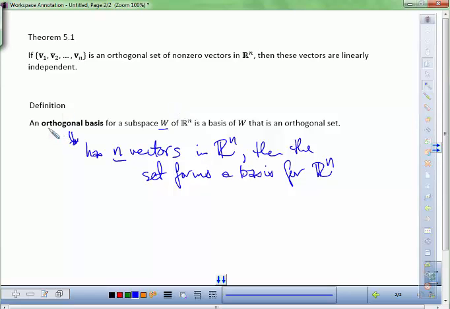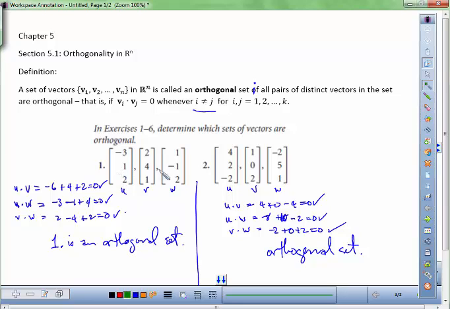But this definition of orthogonal basis doesn't have to span all of Rn. It could be a proper subspace, which means not the whole thing. If we're in R3 and we only have two vectors that are orthogonal to each other, that would form a basis for a subspace, and that would be a plane. So, let's take our example from the previous page, and let's just take 2 out of 3 vectors.